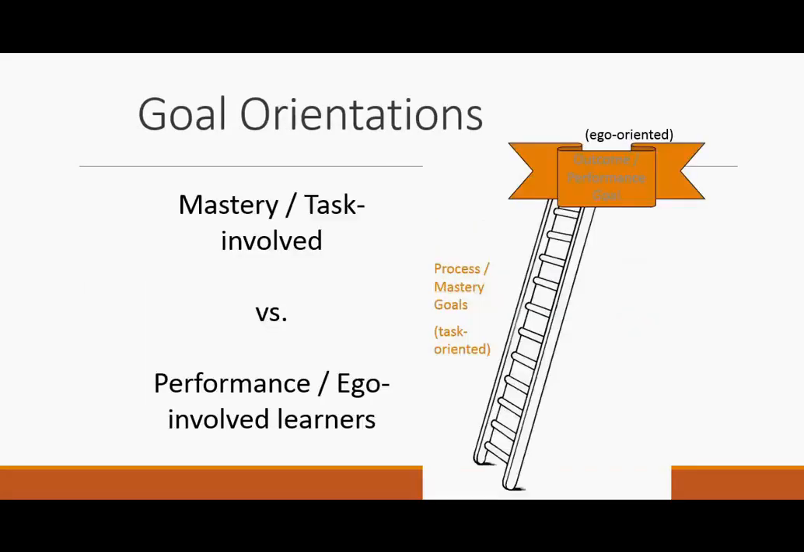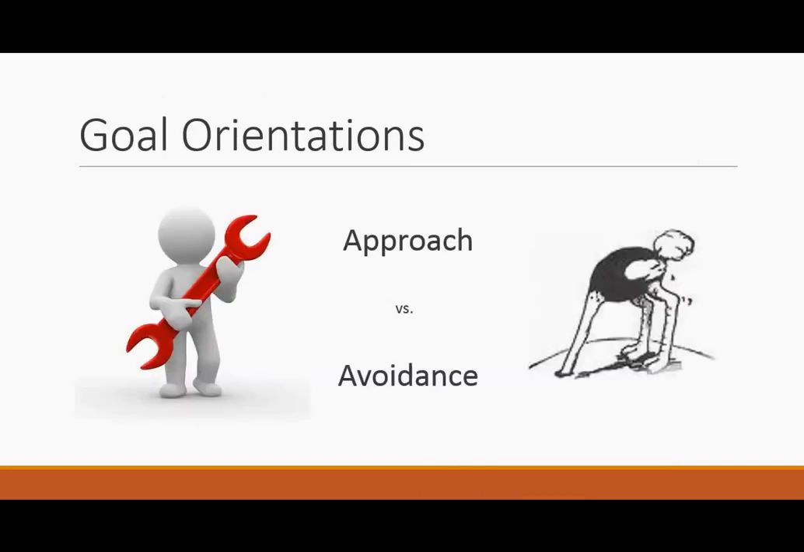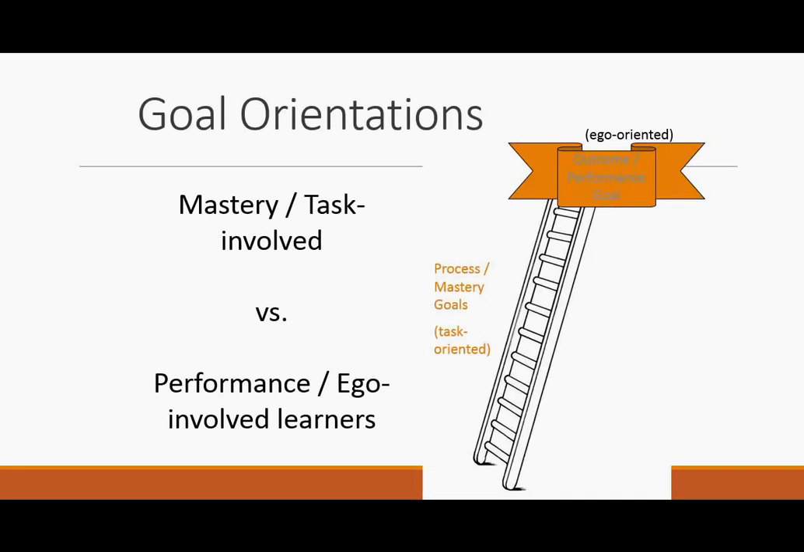So as we look at goal orientations, we're going to see two main types evolve, at least in what we're talking about. There's the mastery and task involved versus the performance and the ego involved. Okay. Now, what do you think these mean? Mastery and task means I want to master it.